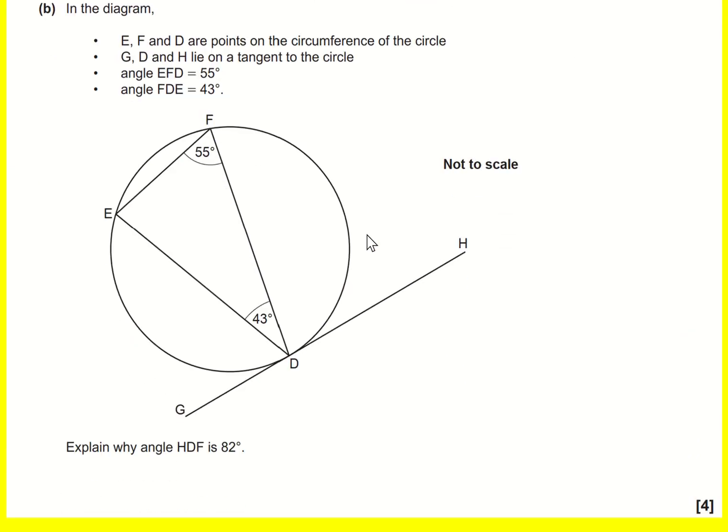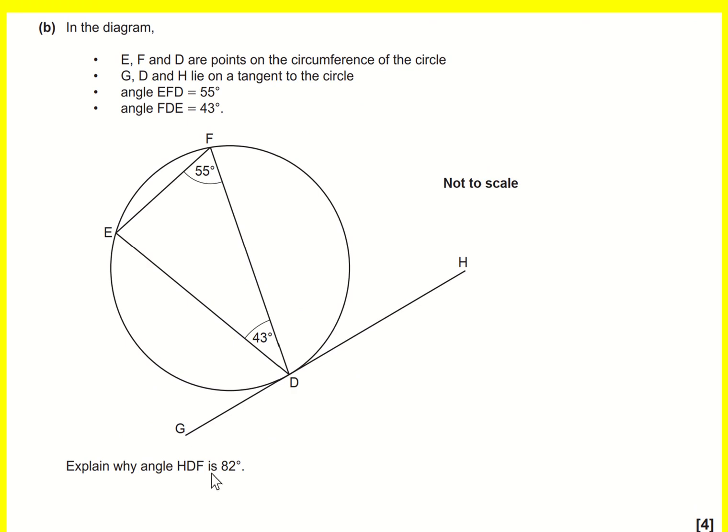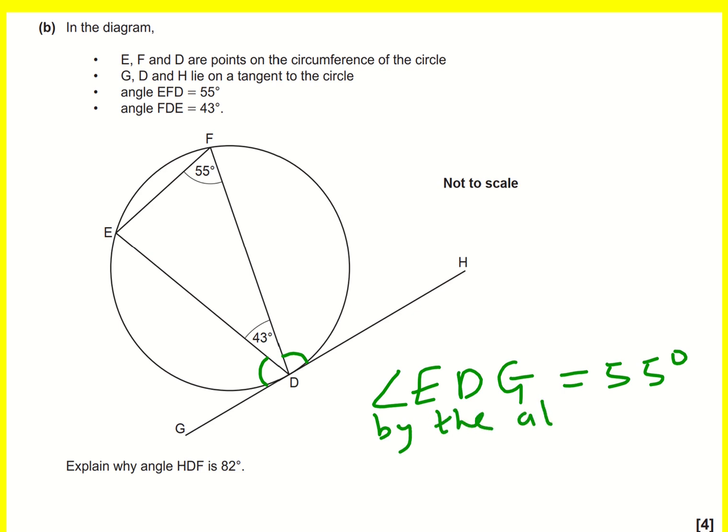Okay, one more circle theorems question. Explain why angle HDF is 82 degrees. That's going to be this one. Okay, I'm going to do it quickly and then I'm going to talk about a bit more explanation. So we can write down, in fact, that angle EDG, that's this one here, is equal to 55 degrees by the alternate segment theorem.